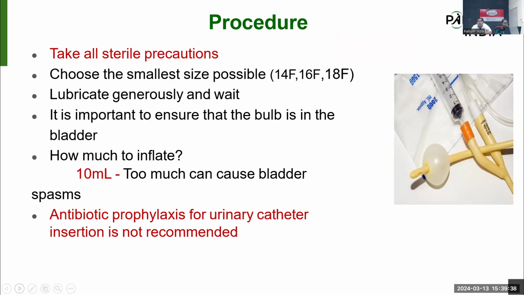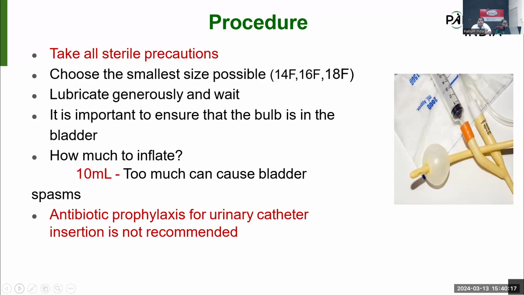Choose the smallest size of catheter if the patient is having a catheter for the first time, and lubricate the tube properly. Before that, we have to mention the sizes of catheter: 14, 16 and 18. Commonly, we are using 14 and 16. In first-time catheterization, we start with the 14, and if it suits the urethral size, you put the 16. Lubricate the tube and wait.